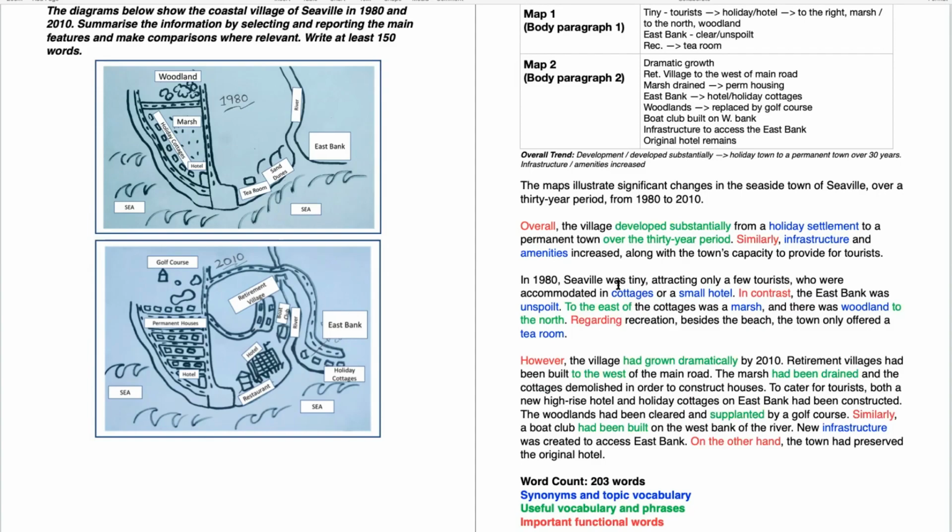Then I also have unspoilt. This was great just to say like untouched in the East Bank here because we didn't see any sort of construction there. And just remember, for your introduction, you want to use your synonyms.